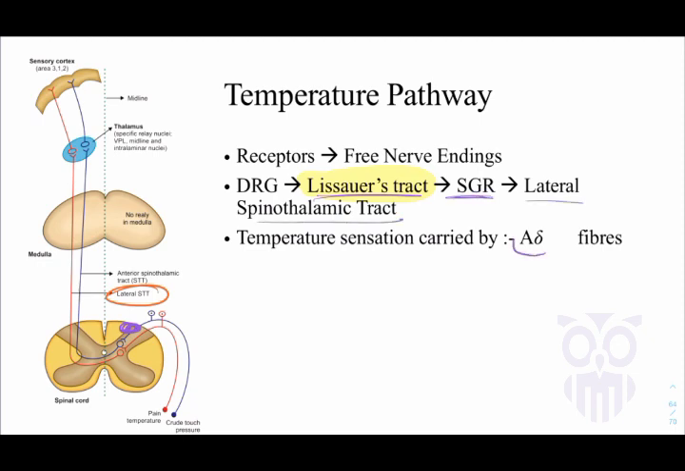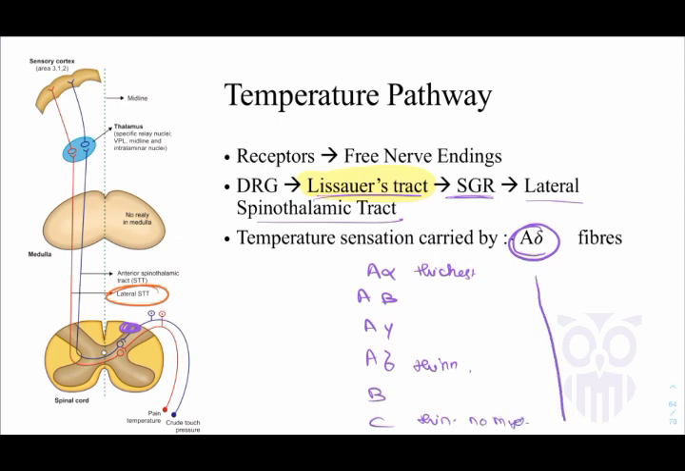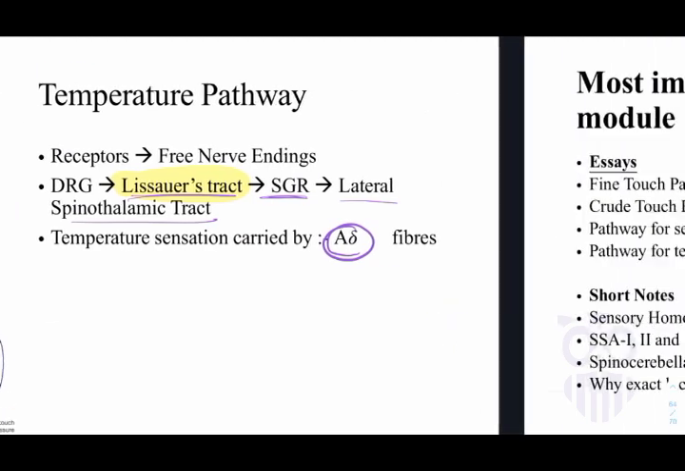The temperature sensation is carried by A delta fibers. We know there are different fibers: A alpha, A beta, A gamma, A delta. This is the thickest, this is the thinnest among the A fibers, and C is the thinnest, with no myelination, and the conduction velocity slows down. This I just revised along with it, so forget it.